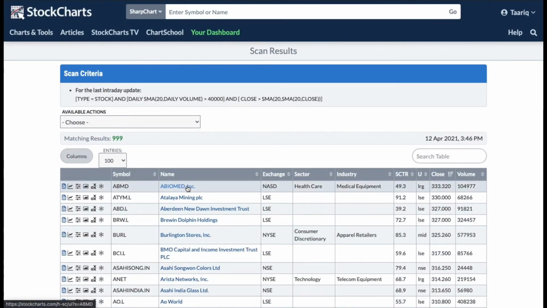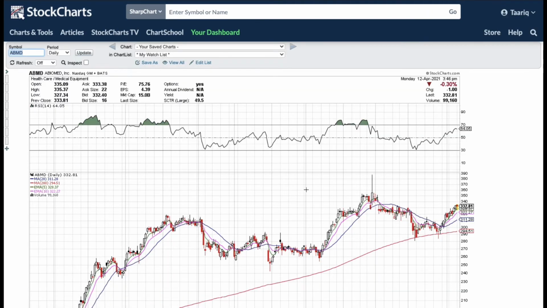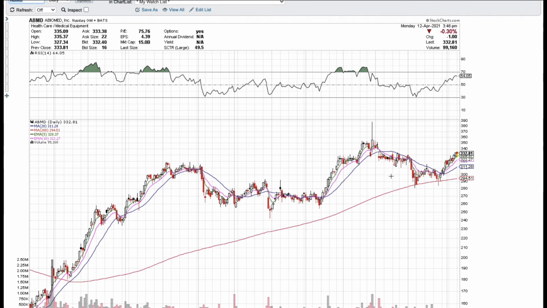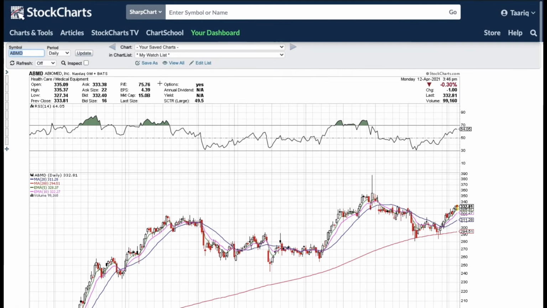So let's look at ABMD. Okay, ABMD is an example here where it's very smooth, right? The blue line is the 20-day moving average. So the 20-day is actually quite clear. It's not choppy like the actual price points that you see. It's been smoothened over so you have a clear sense of how it's moving. And that's really helpful if you're looking for trends as well. So that's one example. Let's look at another one.